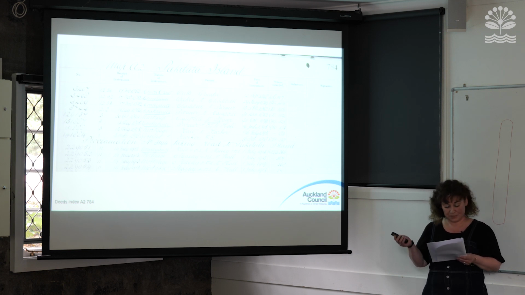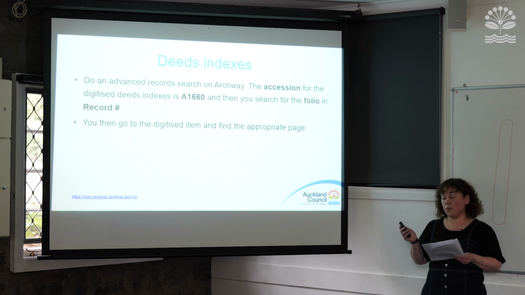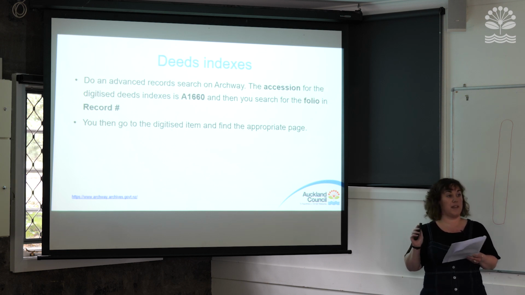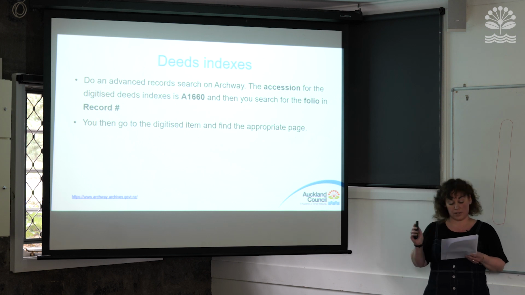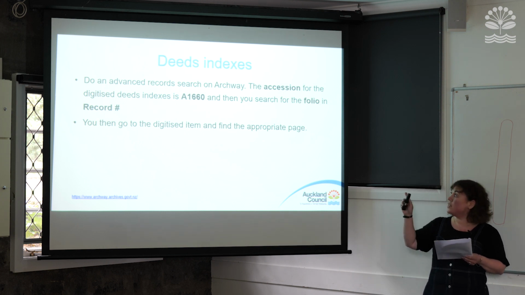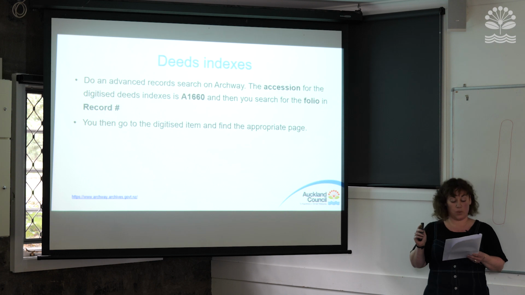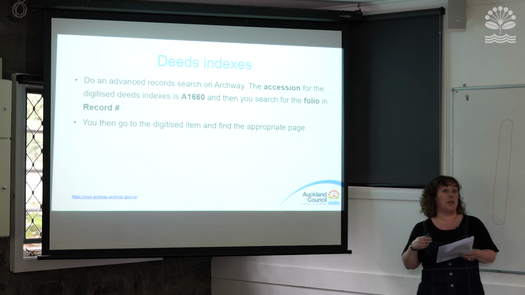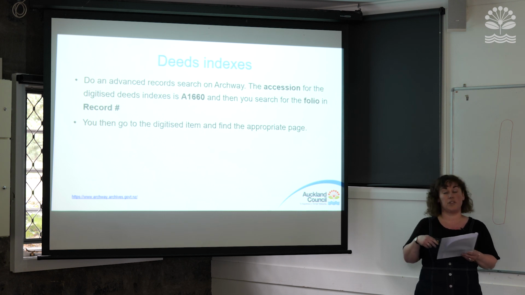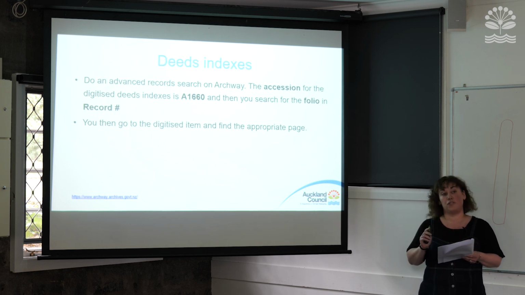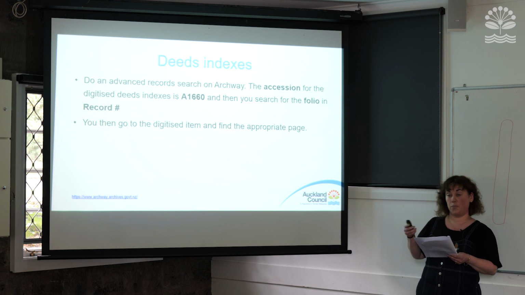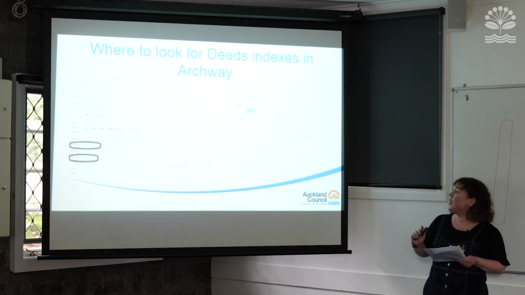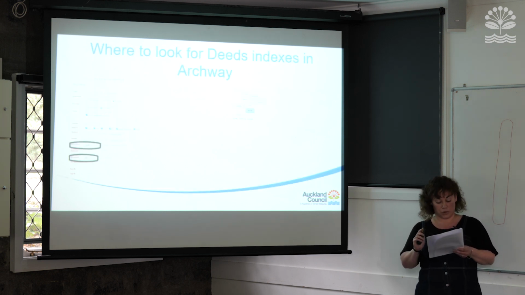you're looking at. So these can actually be a bit tricky to find in Archway, so I've added this slide that shows you how to find them. So you go through an advanced search, and you use the accession number, which is A1660 in the case of Auckland, and you'll already have a folio and a page number, which you found from your certificate of title. And then you go to the digitised item, and you can download the page like I did before. And this is what it looks like in the advanced search page.